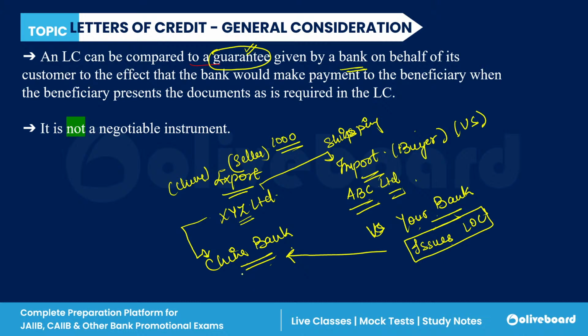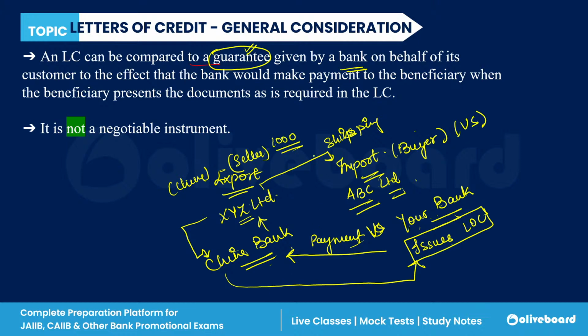Once China Bank is satisfied that everything is as per the letter of credit, China Bank sends this proof, the information and documents, to your bank. Clear? Now, your bank again verifies all the documents, and if satisfied, your bank makes payment to China Bank. Once China Bank has received the payment, China Bank pays it to XYZ Limited.